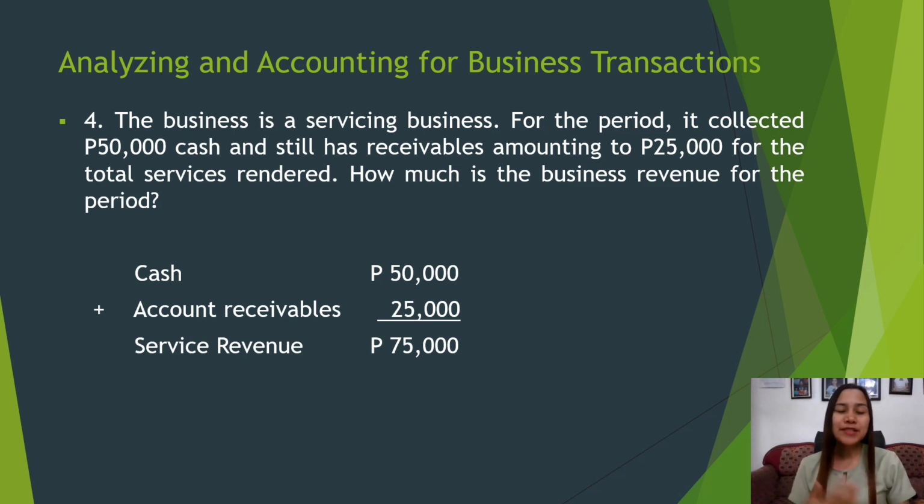So why are all the cash being considered as service revenue? Because these 50,000 cash were being collected from the service rendered. And then this receivable also pertains to the total service rendered. The 50,000 was already collected and the 25,000 is still collectible from the customers.